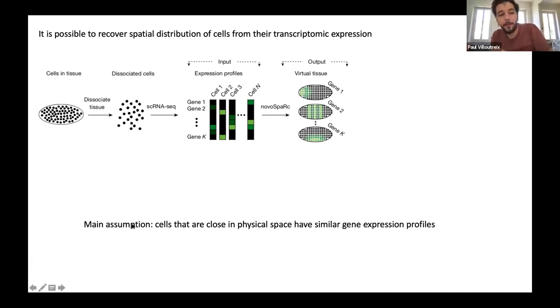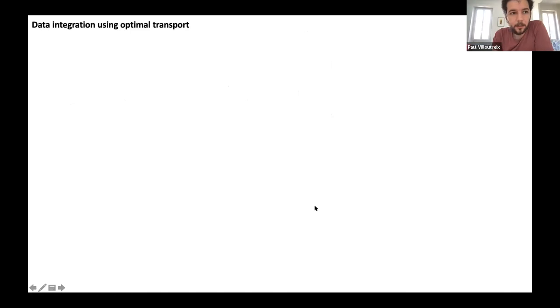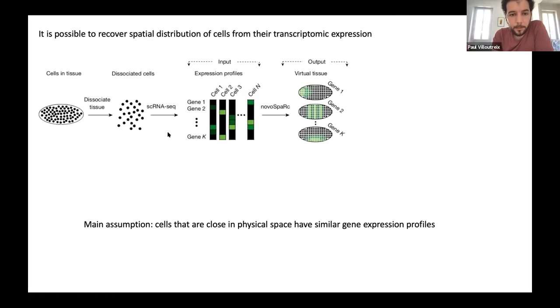So the main assumption that they're using is that early in development, at least, cells that are close by in physical space have similar gene expression profiles, and vice versa. So maybe if you preserve the pairwise differences between cells from the gene expression space, then you can recover the pairwise relationship in the physical space of cells, and then recover the morphology of the embryos.